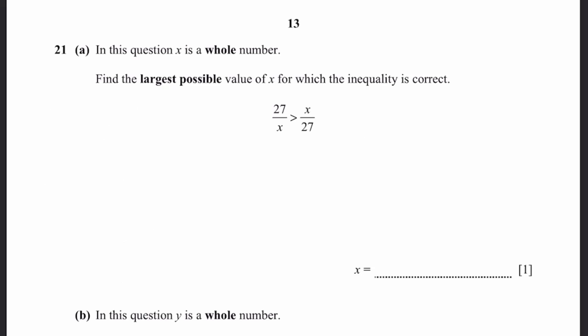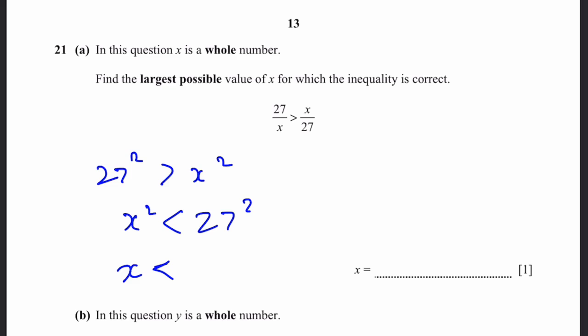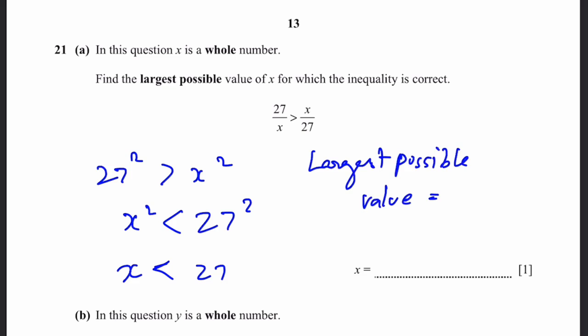Question 21. A, in this question, x is a whole number. Find the largest possible value of x for which the inequality is correct. We can bring 27 to this side and x to the other side. So 27 squared is greater than x squared. That means x squared is less than 27 squared. x is less than 27 because that's the square root of 27 squared. They both cancel. And the largest possible value is equal to 26 because it cannot be exactly equal to 27, but it has to be less. And it's also a whole number.